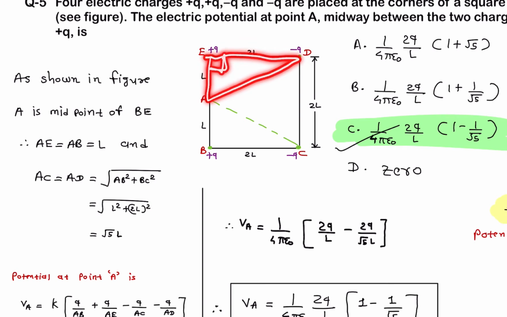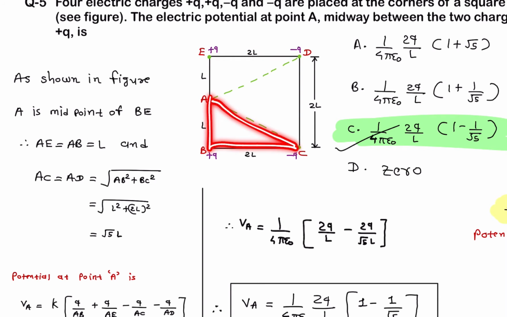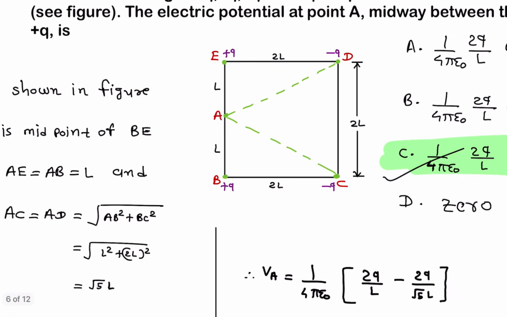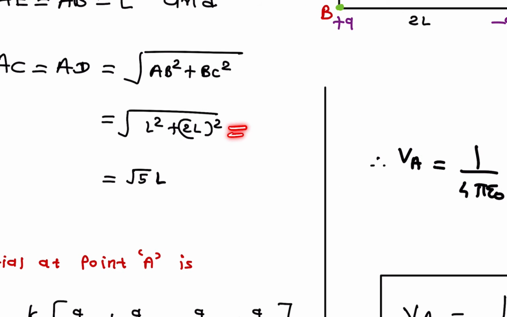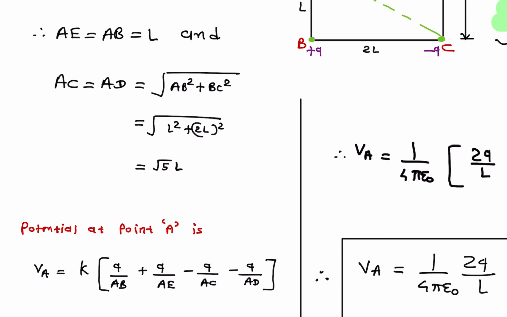According to the geometry of the triangle, AD and AC, by Pythagoras, is equal to under root AB square plus BC square. AB is L, and BC square is 2L whole square. After solving this, it comes out to be root 5 times L. AC and AD are equal to root 5 times L.